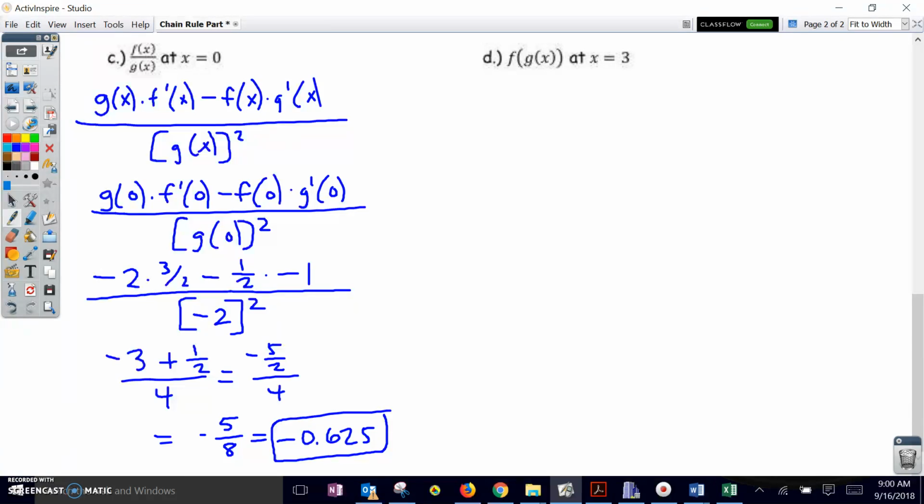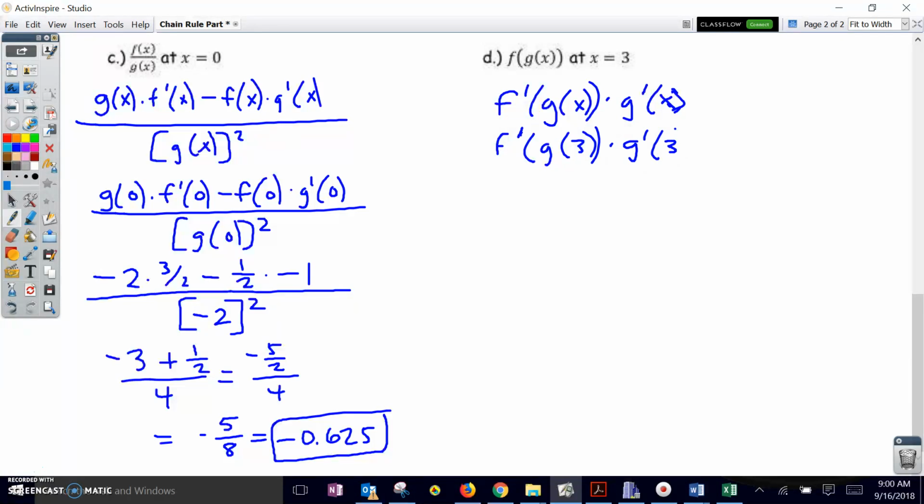Alright, and the last one we're going to find, excuse me, is the derivative of f of g of x at x equals 3. And here's where we need to apply the chain rule. We're going to take the derivative of the outside, leaving the inside the same, times the derivative of the inside. And we're going to find the value of this at x equals 3. So we want f prime of g of 3 times g prime of 3.